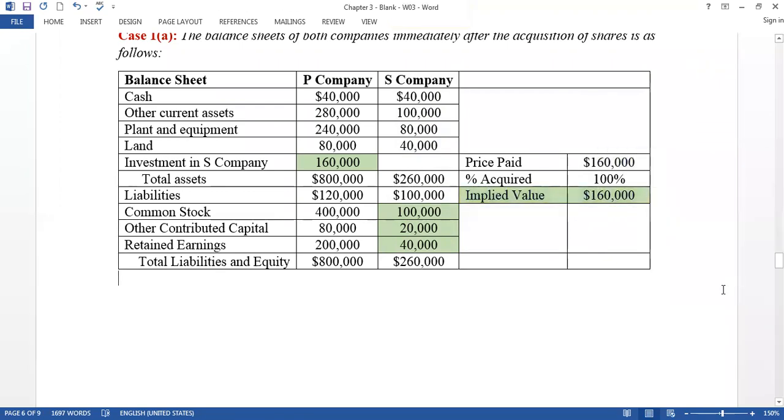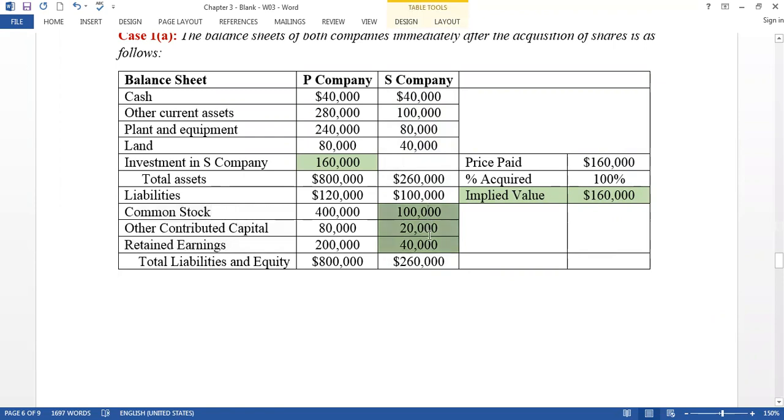We already have the implied value. So we should have a book value, right? And which book value? This is the implied value of the subsidiary, and we should have a book value of the subsidiary from this column. Which accounts are called book value according to this example? According to this example, this is the equity at book value.